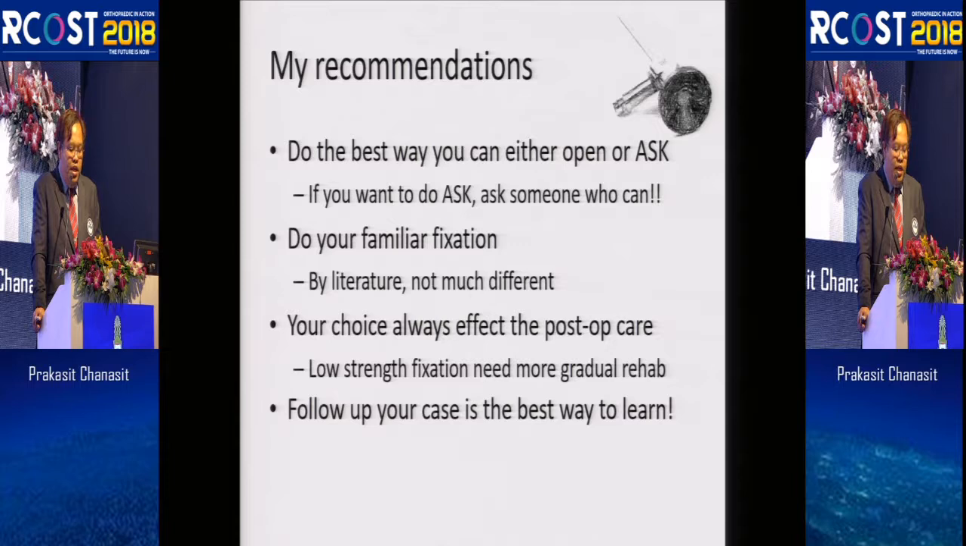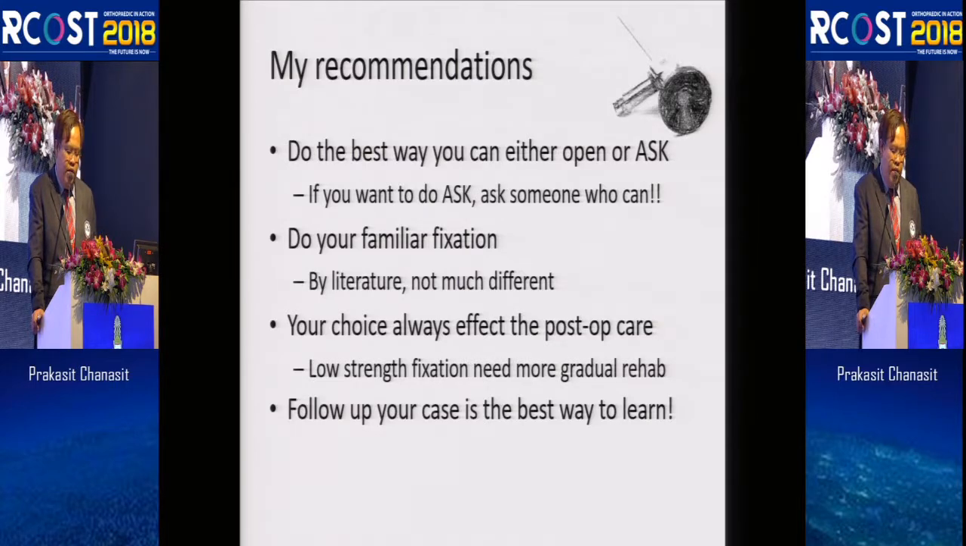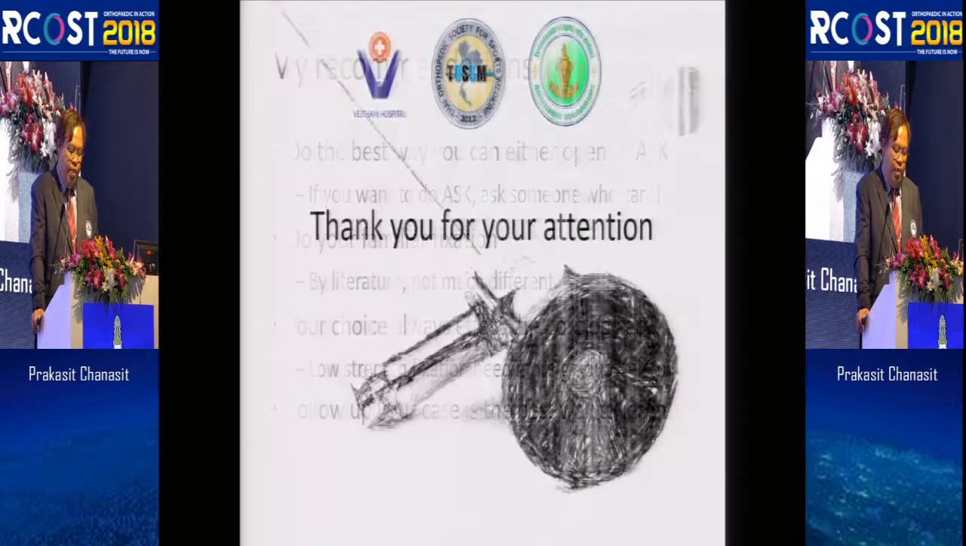So my recommendation is do the best way you can, either open or arthroscopic. If you want to do the arthroscopy, ask someone who can, and do your familiar fixation. By literature, there is not much difference in the fixation method. And your choice always affects post-operative care. Low strength fixation needs more gradual rehabilitation, and following up your cases is the best way to learn. Thank you very much.